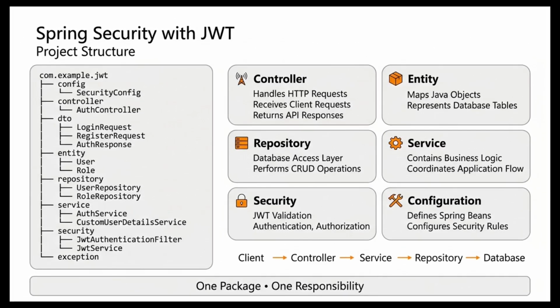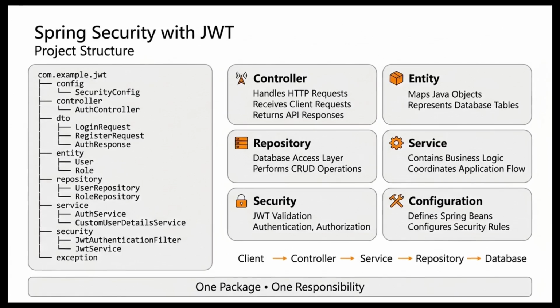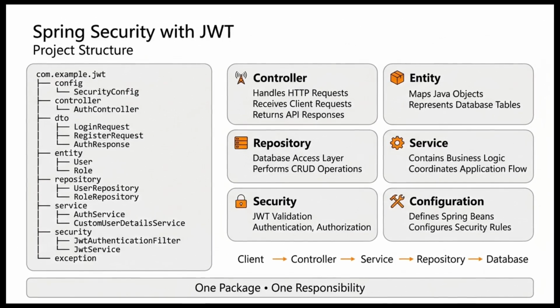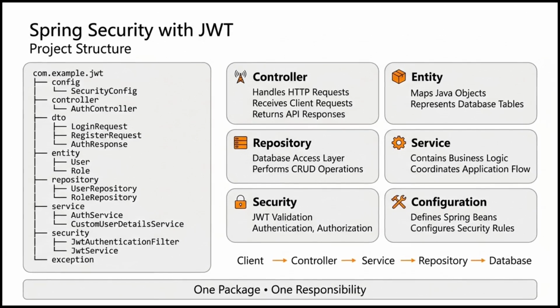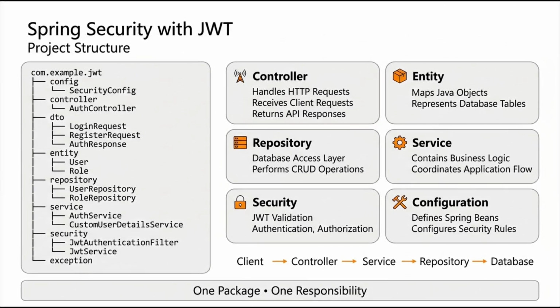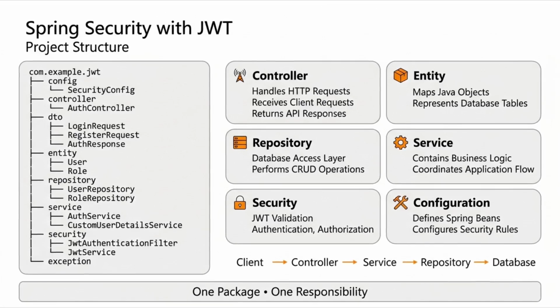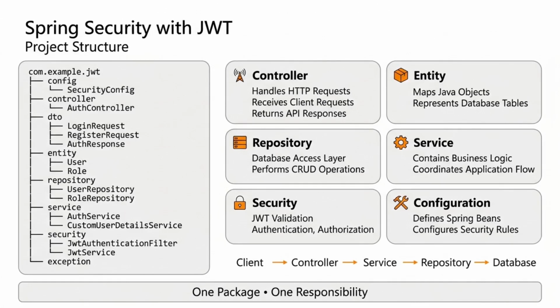Security-related classes such as SecurityConfig, JWT-AuthenticationFilter, and JWT-Service are placed in dedicated security packages. This separation of responsibilities keeps the application clean, modular, and follows industry best practices.